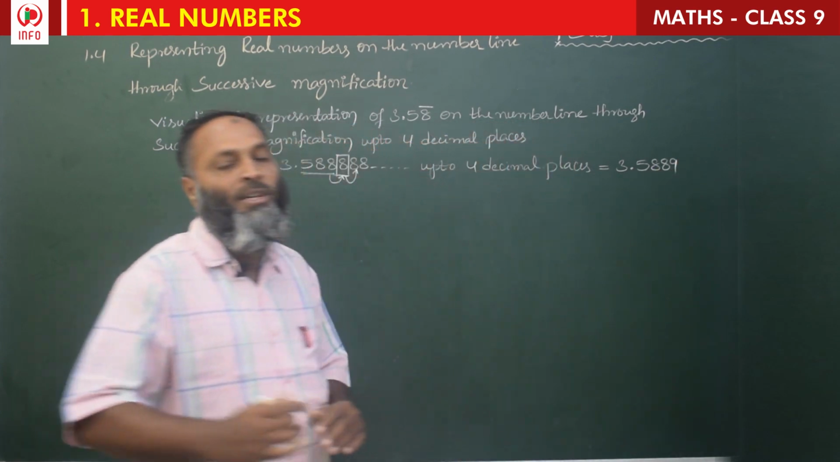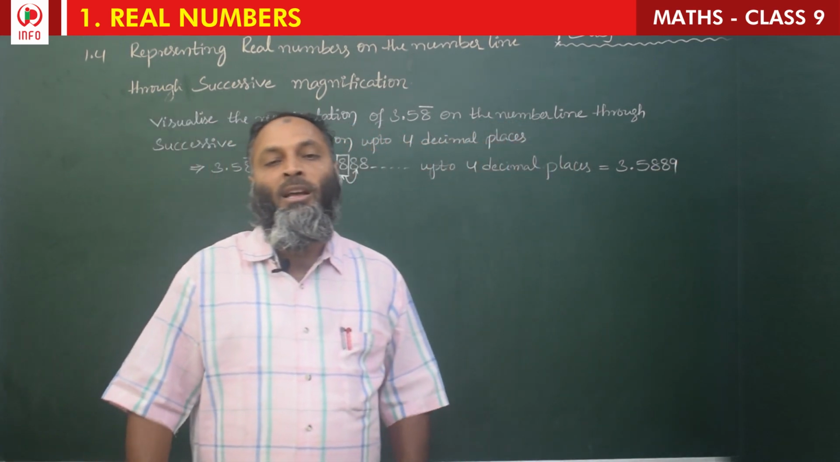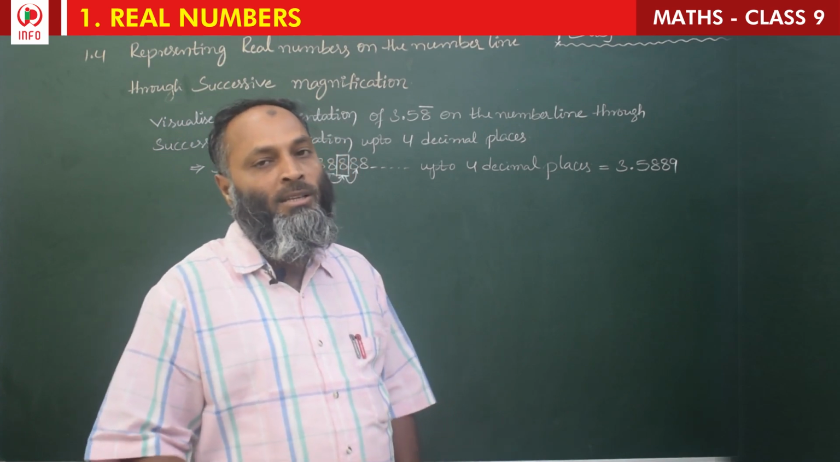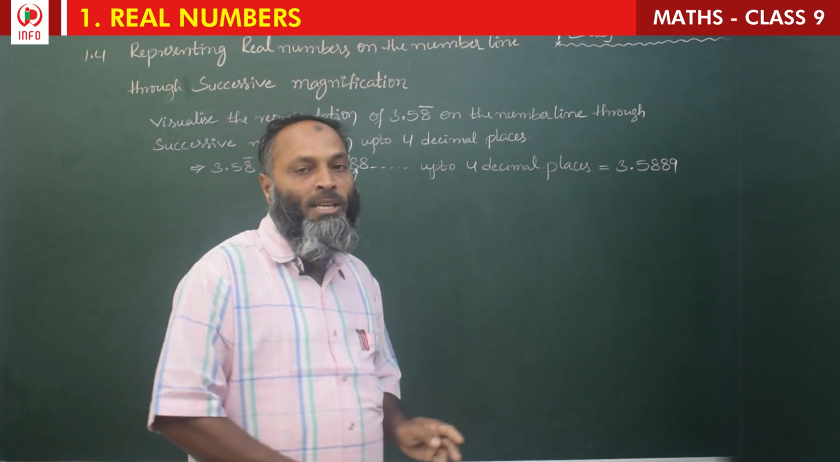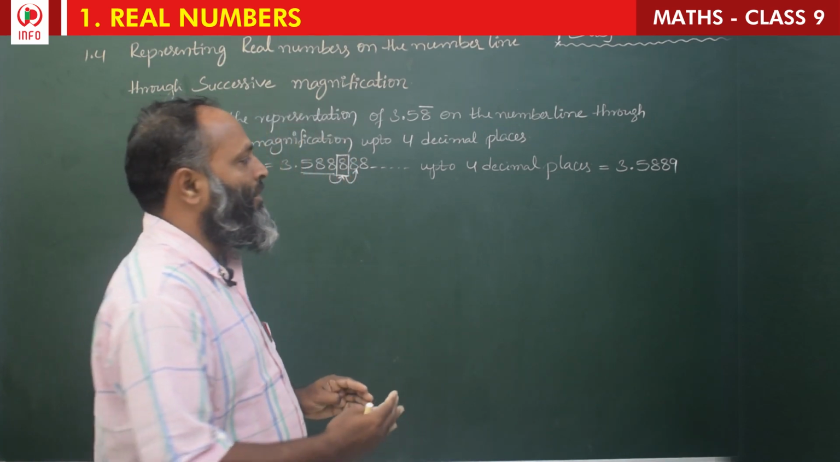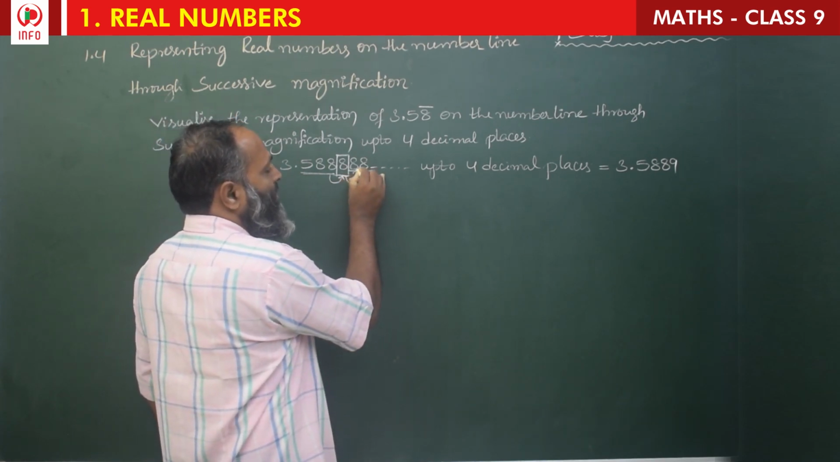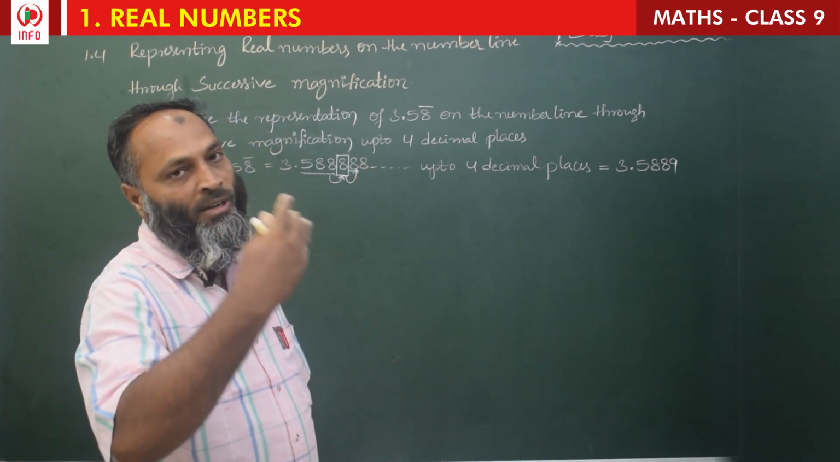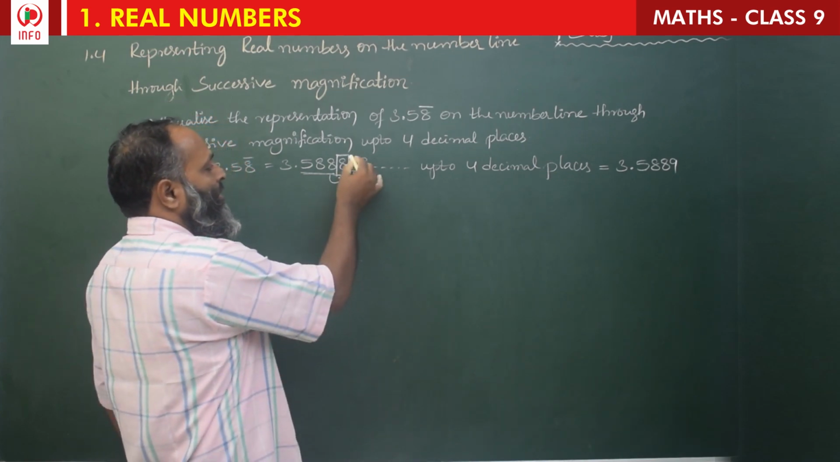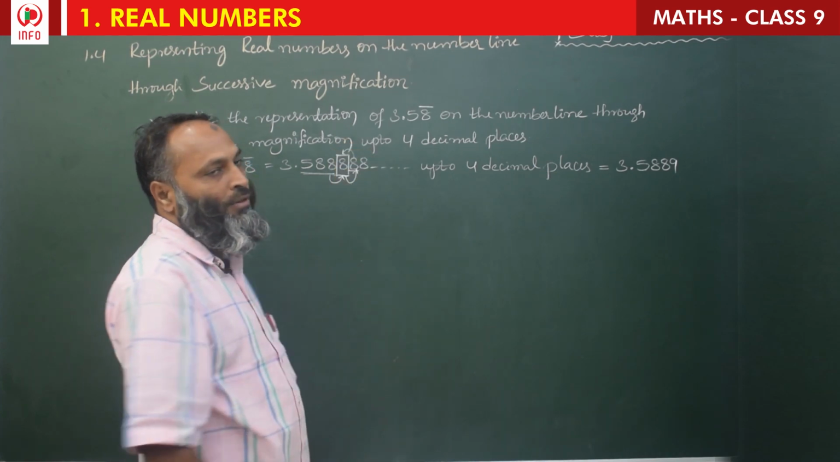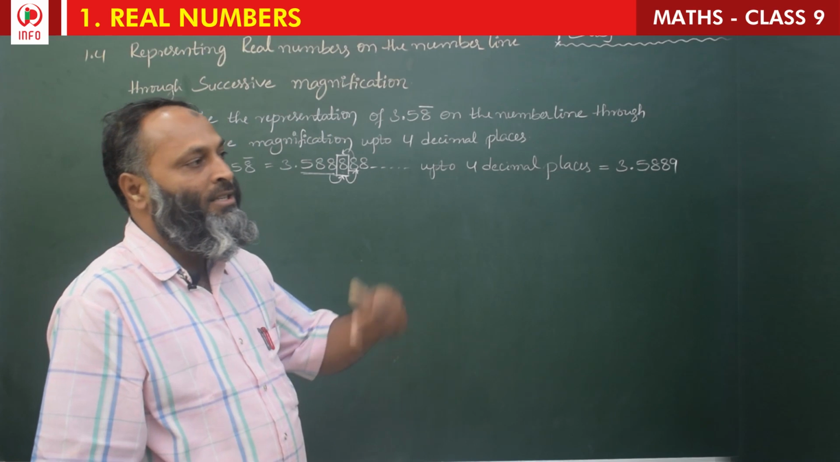So like this we should decide our 4th decimal place. How to decide our 4th decimal place? For deciding the 4th decimal place, we should check the 5th decimal place. If the 5th decimal place is 5 or more than 5, we should increase 1 in the 4th decimal place. If 8 is there, we make it 9.